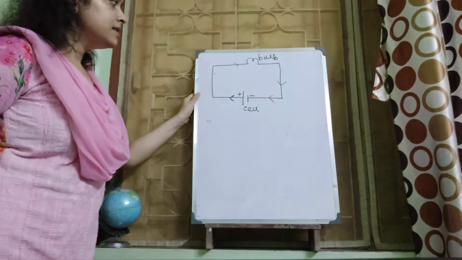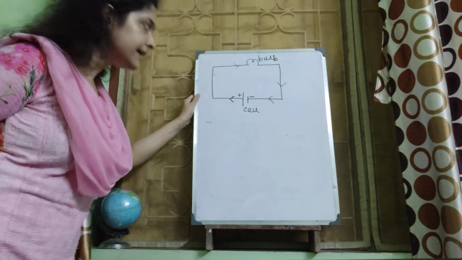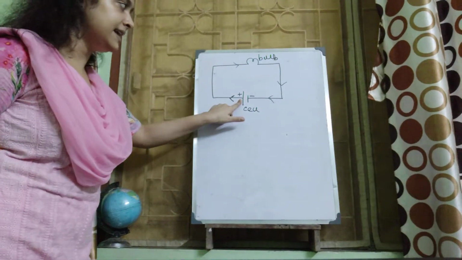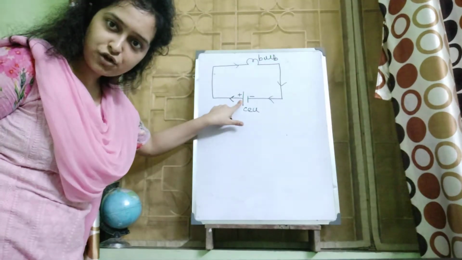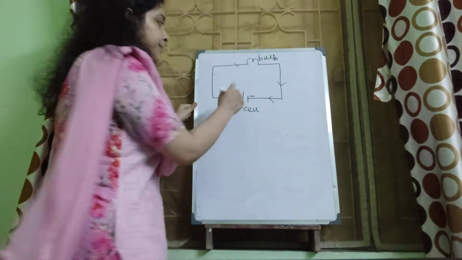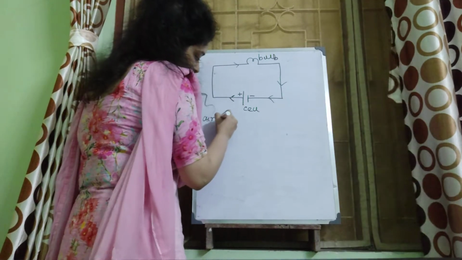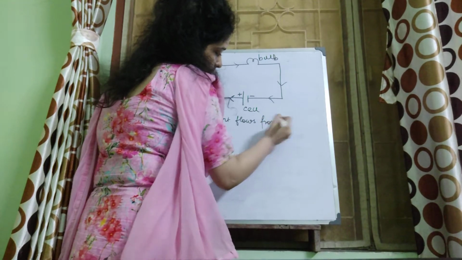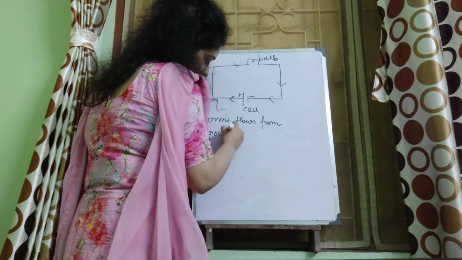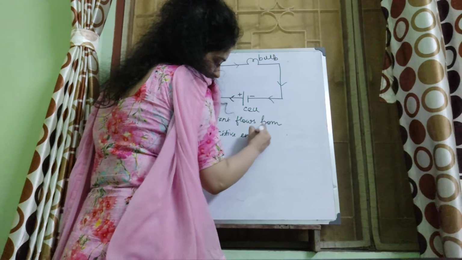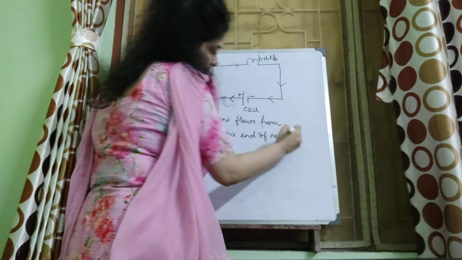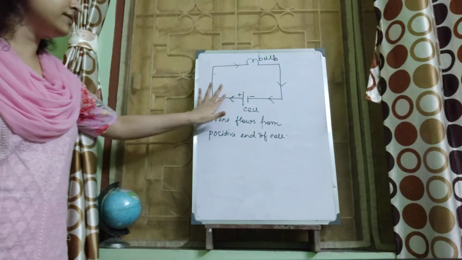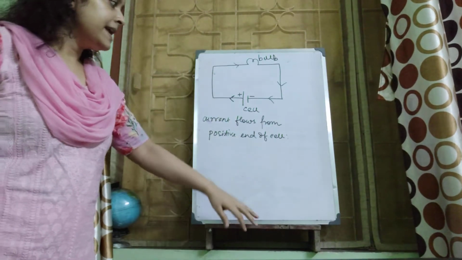Right? So always remember, current starts flowing from the positive end of a cell. Current will start to flow from the positive end of the cell.